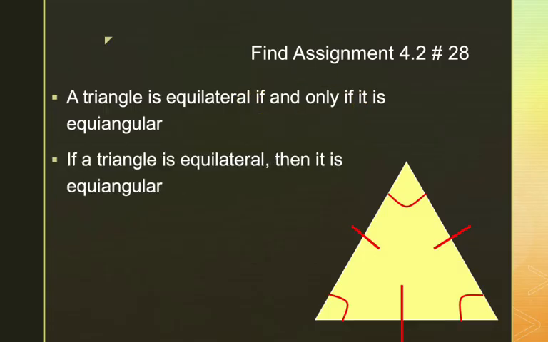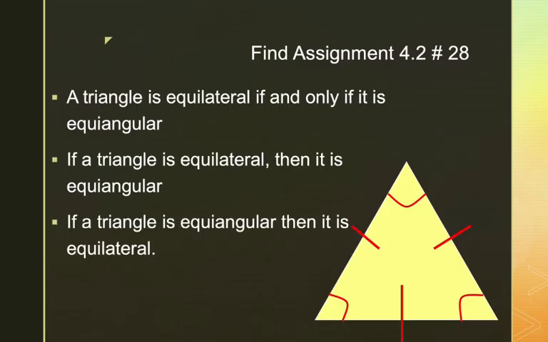It means that if a triangle is equilateral, then it's equiangular. It also means the converse. If a triangle is equiangular, it's equilateral. So that means that these three sides are congruent. And these three angles are congruent. Equilateral and equiangular are the same kind of triangle. Make sure you draw something about that in your notes.